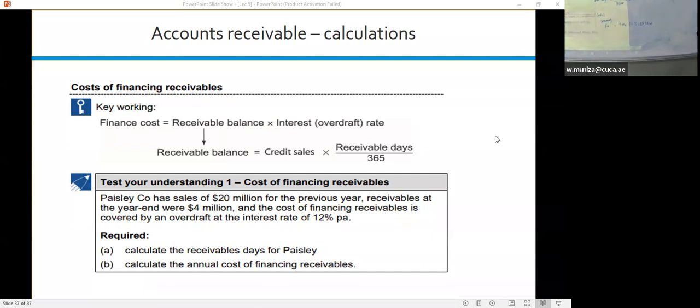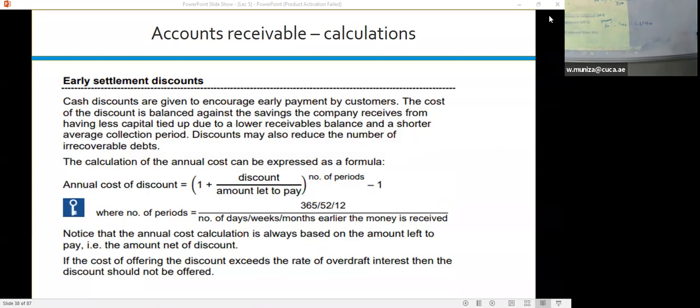Clear? Okay, now, early settlement discounts. Sometimes there are cash discounts given. Do you remember in financial accounting, maybe you have heard this term, cash discounts or trade discounts or settlement discount. Cash discounts are also known as settlement discounts. Whenever we want to attract the customers to give the debt back to the company as early as possible, we introduce settlement discounts.